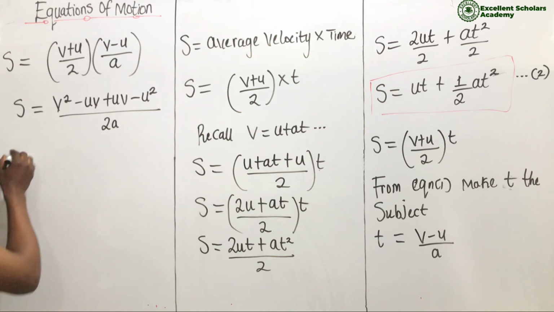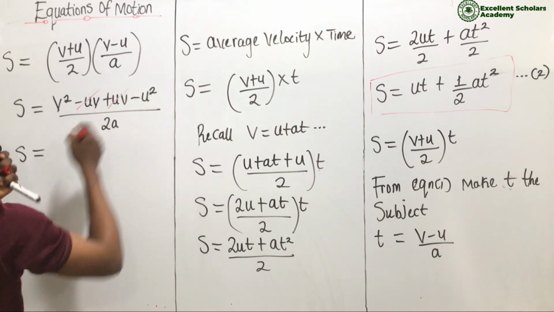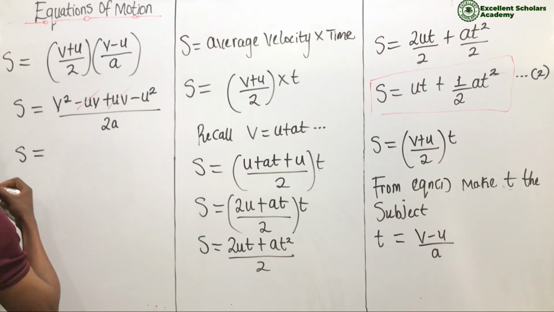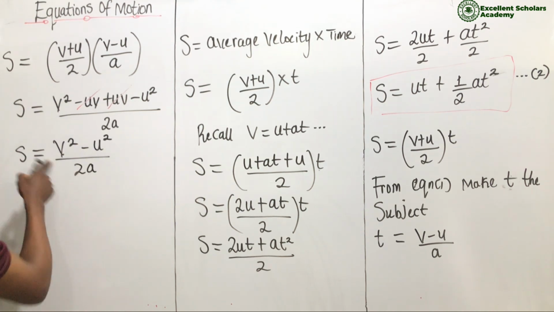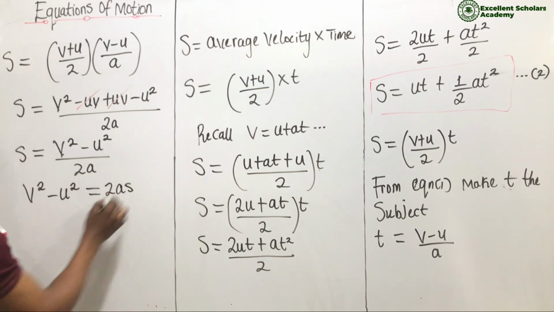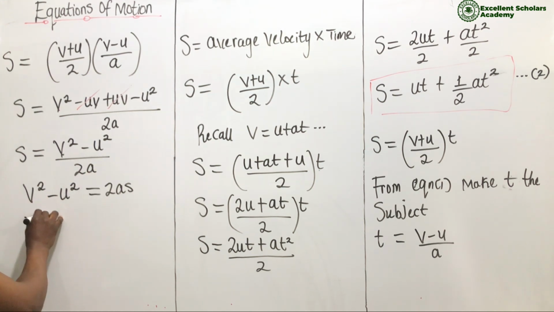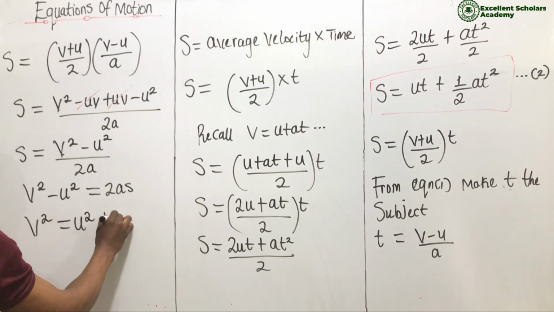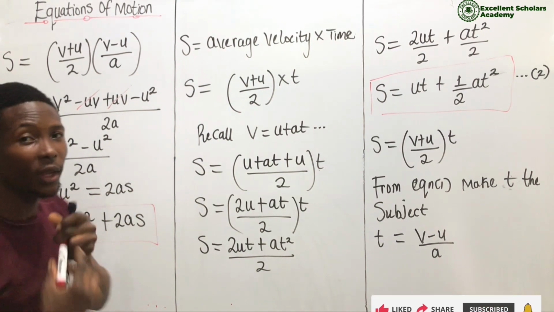If you check this out very well, you notice that minus uv takes away plus uv. And so we have s is equal to v squared minus u squared over 2a. Now cross multiply from here. This becomes v squared minus u squared is equal to 2as. Now take this u squared to this side. It becomes v squared is equal to u squared plus 2as. And that gives us the third equation of motion, that v squared is equal to u squared plus 2as. Hope you understand that.